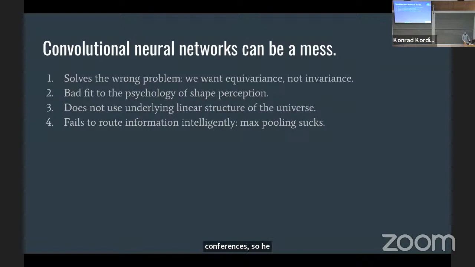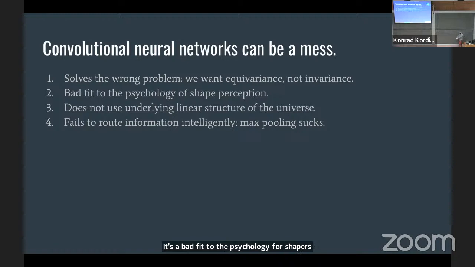Now, at the same time, let's talk about the downsides of convnets. Arguably, they solve the wrong problem. We don't want invariance. Maybe if you look at my eyes, it doesn't matter where my eyes are. My facial expression would be different, or at least my eyebrows. If you have an eyebrow detector and you want to do emotion recognition, it makes a big difference if I look at you like this or like this. Getting rid of that fine spatial information is arguably a mistake. And in any case, we want equivariance, not invariance. It's a bad fit to the psychology for shape perception.